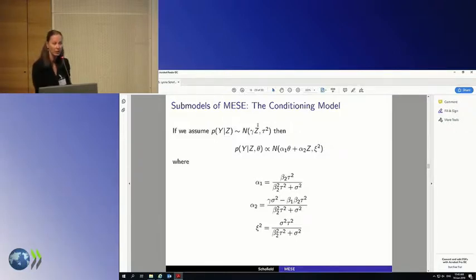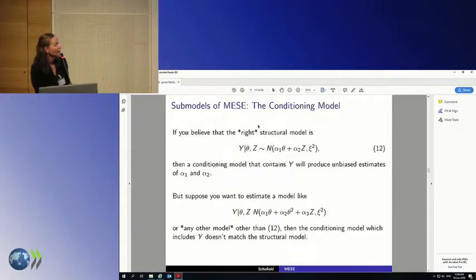It's going to continue to also be a linear regression, and the coefficients in front of theta and z are going to depend on the coefficients that were used in the conditioning model, as well as the variance in both the conditioning model and that marginal distribution. So if you're the secondary user, coming along and using a MICE model like what I suggest, as long as you believe that the right structural model is this model that has these alphas and betas in front of theta and z, then that conditioning model will produce unbiased estimates. You're fine. That's going to work great.